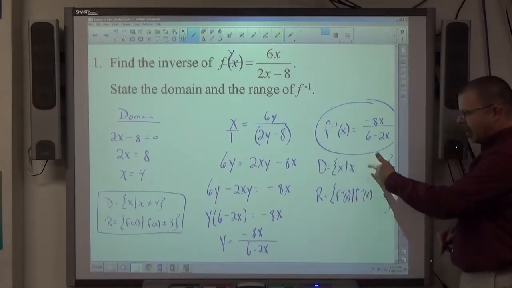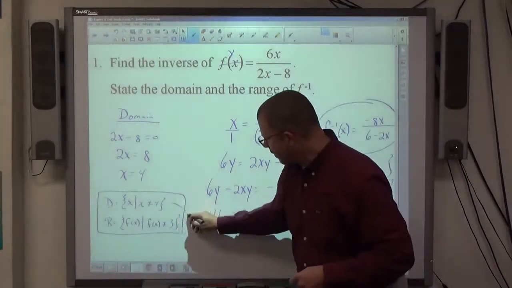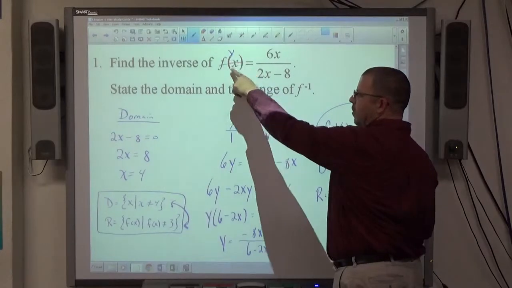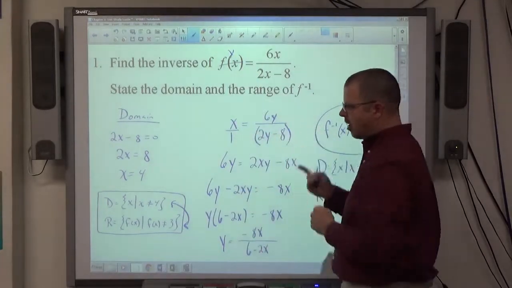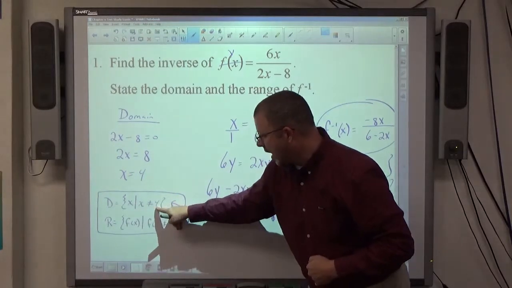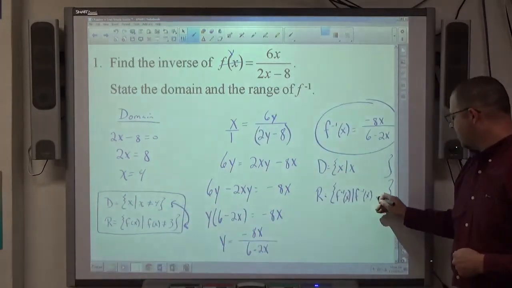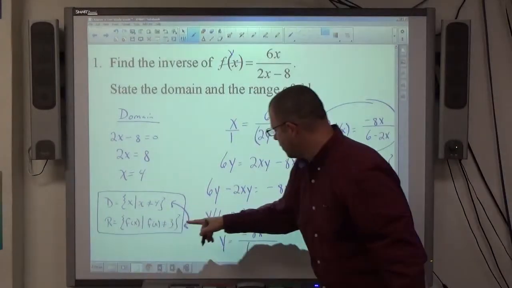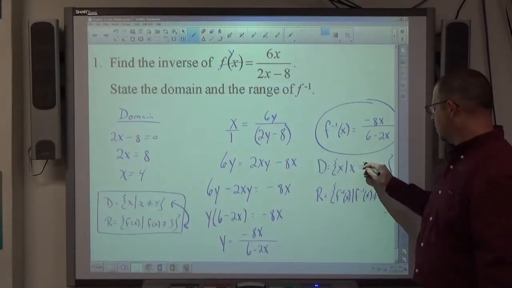Alright, as far as getting the domain and range of this, we're just going to flip these two things. In order to make the inverse function, I change the y's to x's, x to y, so I swap the variables. I swap the domain and range. The restriction on domain is x does not equal 4. That means f inverse of x does not equal 4. The range is f of x does not equal 3. That means the inverse x does not equal 3.